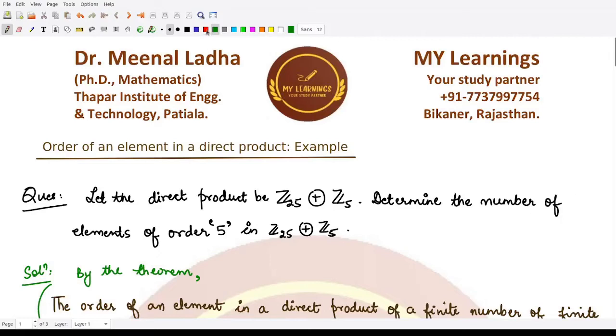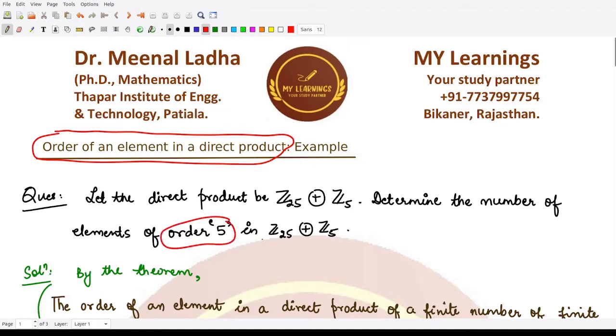In this video, we shall be looking at an example which involves the order of some element in the direct product. So here the question is, we need to find the number of elements which are having order 5 in the direct product of two groups. One is Z25, the group under addition modulo 25, and another group is Z5, addition modulo 5, right?